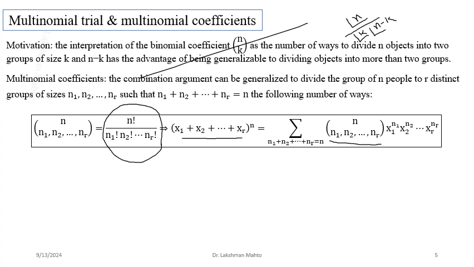In the binomial, we might have seen x1 to the power k and x2 to the power n minus k. But here we observe x1 to the power n1, x2 to the power n2, up to xr to the power nr, and the sum of all these is n. There also, k plus n minus k is again n. So it is generalized, coming with r groups, r multinomial trials. That's why you have to remember that this must be satisfied. So this one is the multinomial expansion.